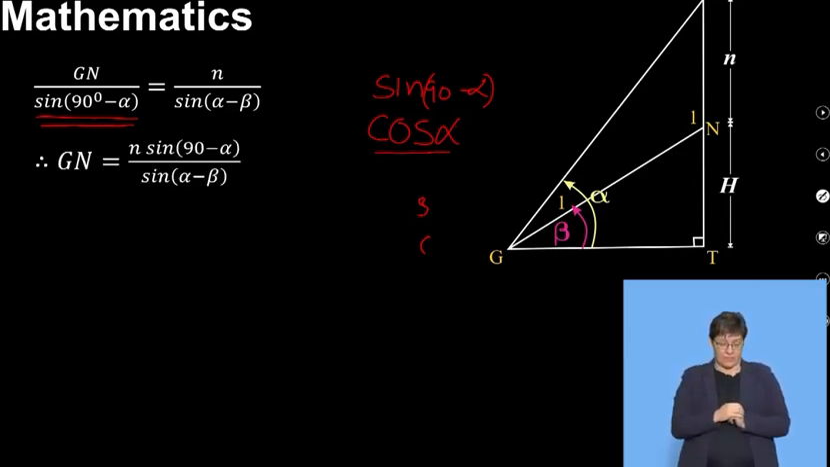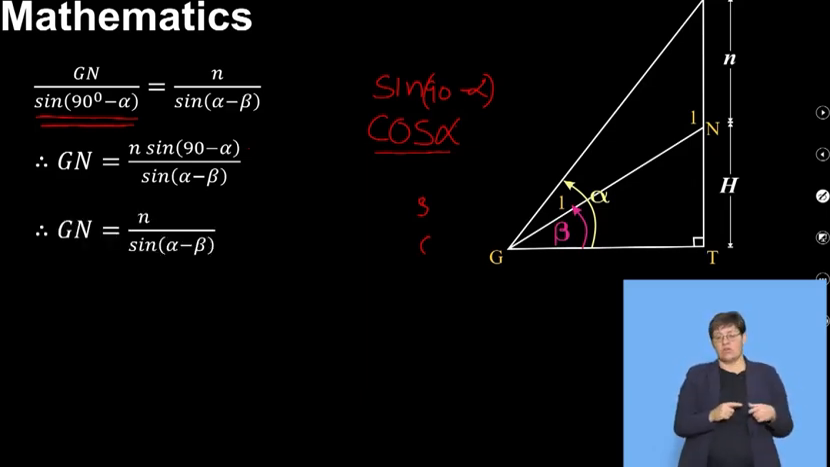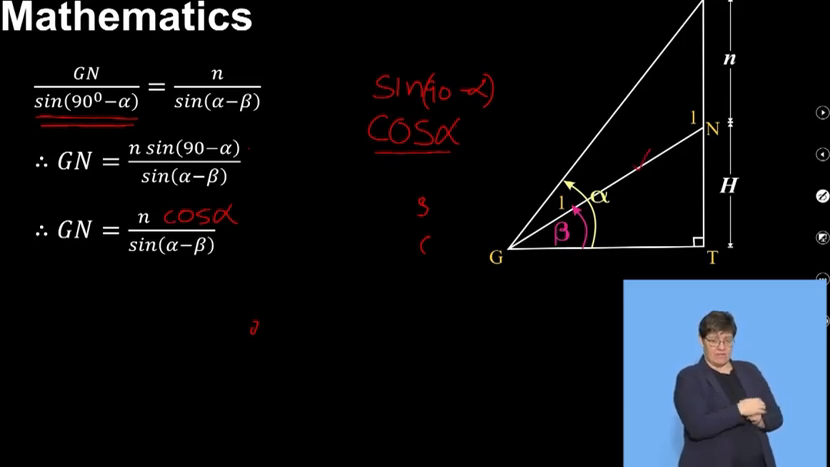So what I've done first is I've just multiplied through by sine of 90 minus alpha just to get rid of the denominator on the left-hand side. And now I'm going to change that 90 minus alpha into cos of alpha. Now we have an expression for gn.